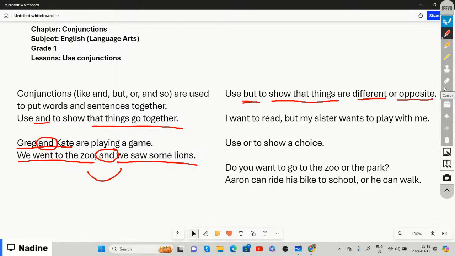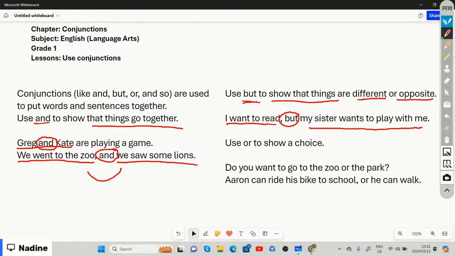For example, I want to read, right? It tells us what the person wants to do. I want to read. But, yeah, we have the word but. My sister wants to play with me. So I want to read, but my sister wants to play with me.